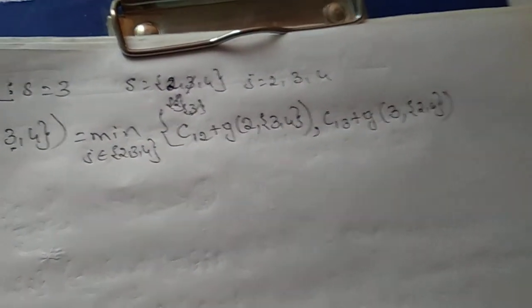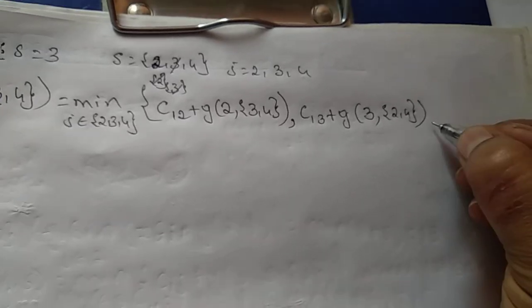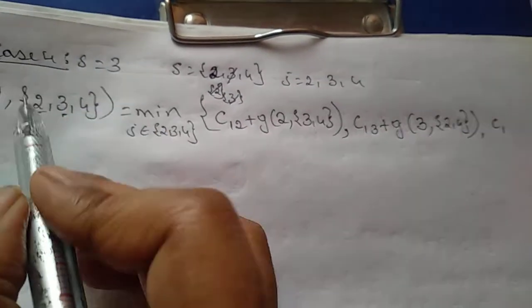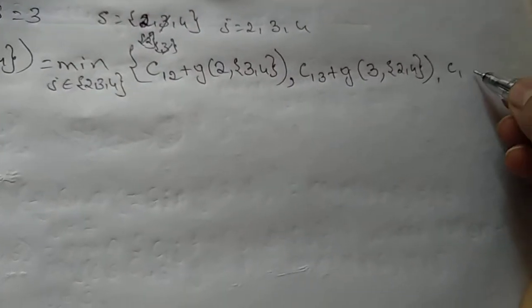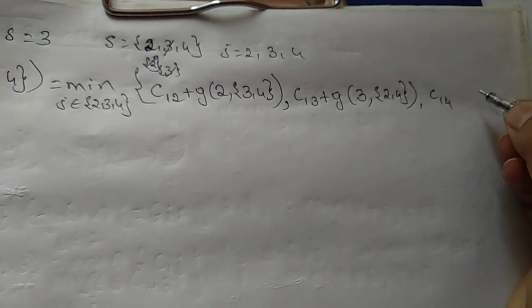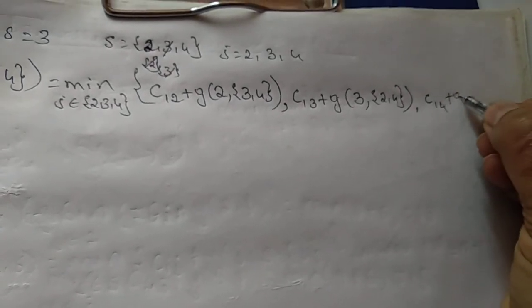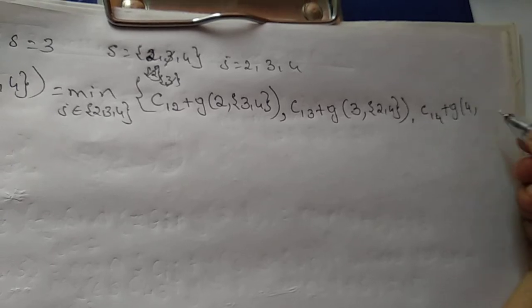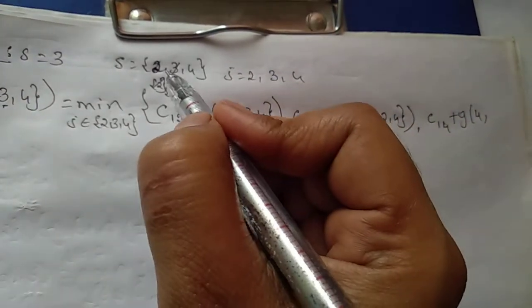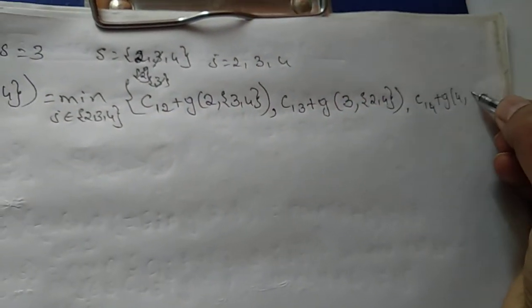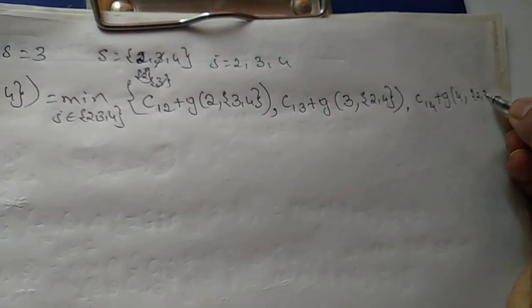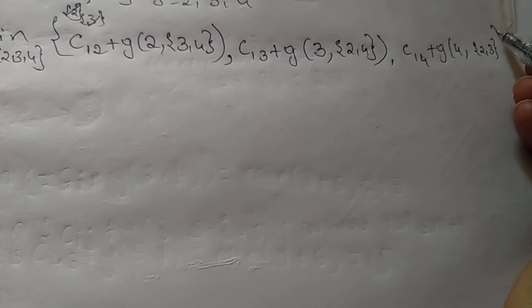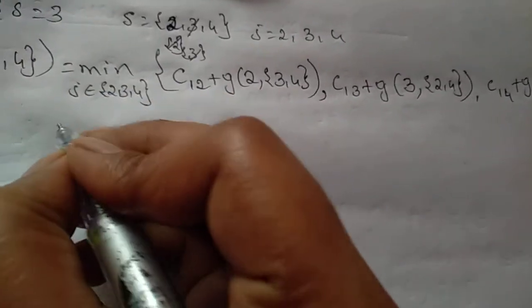2, 4. Next, C of 1 to 4. It is not going either to 1 or 3. It is going to 4. Plus G of 4, if 4 gets cancelled you will remain with 2 and 3. 2, 3. Is it not? Now we have to calculate the value for all these things.